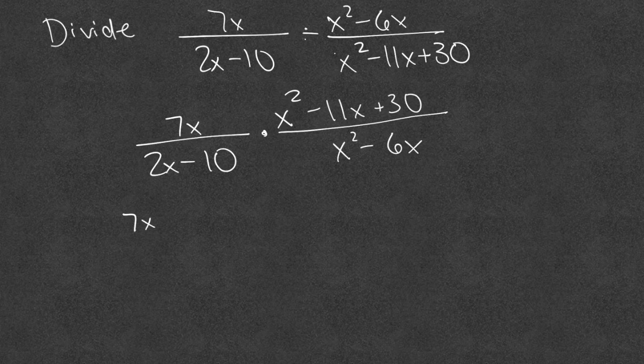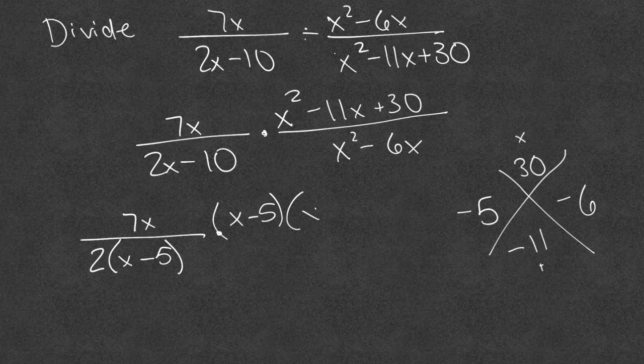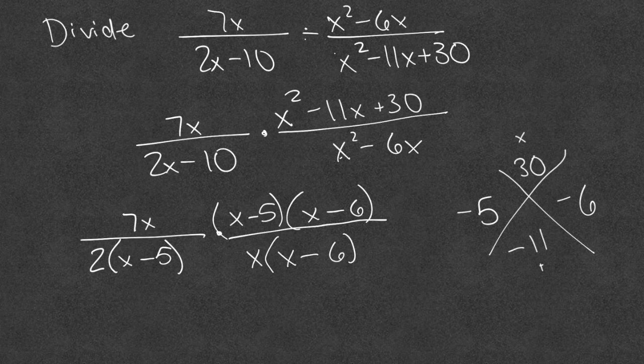So I have 7x over, and I'm going to pull out a 2, because that's the greatest common factor, 2 times x minus 5, multiplied by x squared minus 11x plus 30. So what multiplies to be 30 and adds to be negative 11? Let's see. 6 and 5, they have to both be negative. That took me a little longer than it should have, but x minus 5 and x minus 6 over, now in our denominator, we can factor out an x, and we're left with an x minus 6.